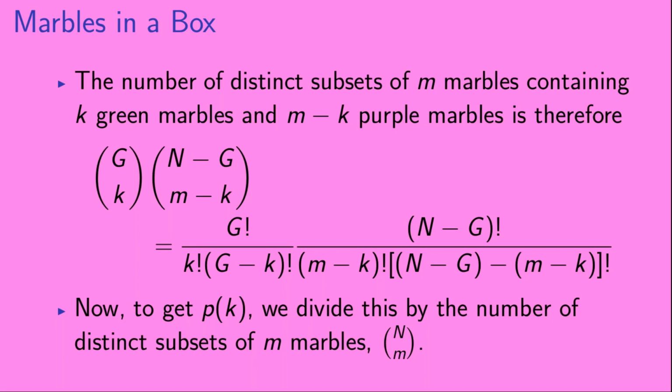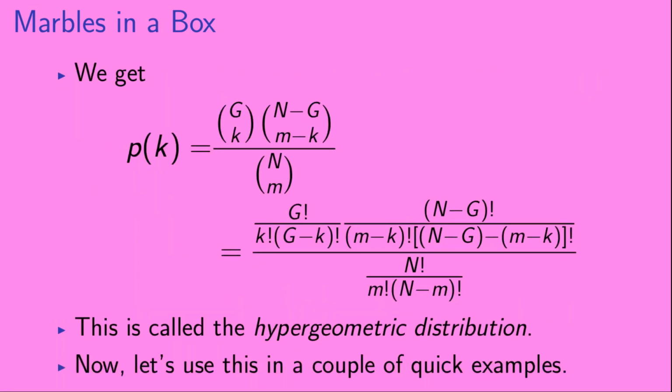Okay, now to get P of k, we divide this by the number of distinct subsets of M marbles. So that's N choose M. So we divide that by N choose M and we get our expression for P of k. This is called the hypergeometric distribution. Okay, now let's use this in a couple of quick examples.